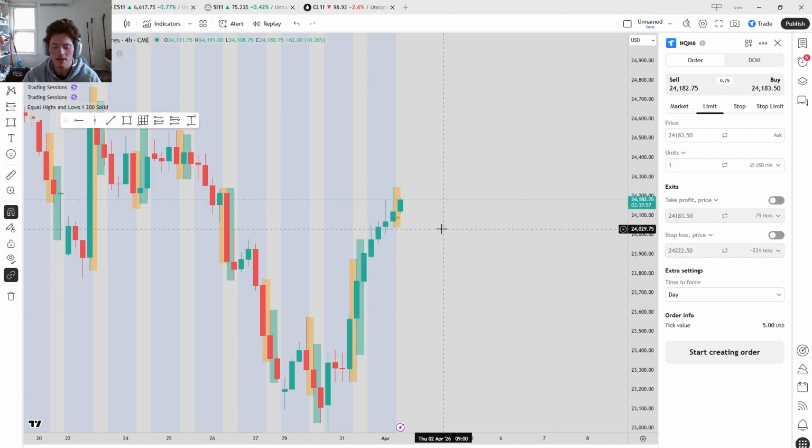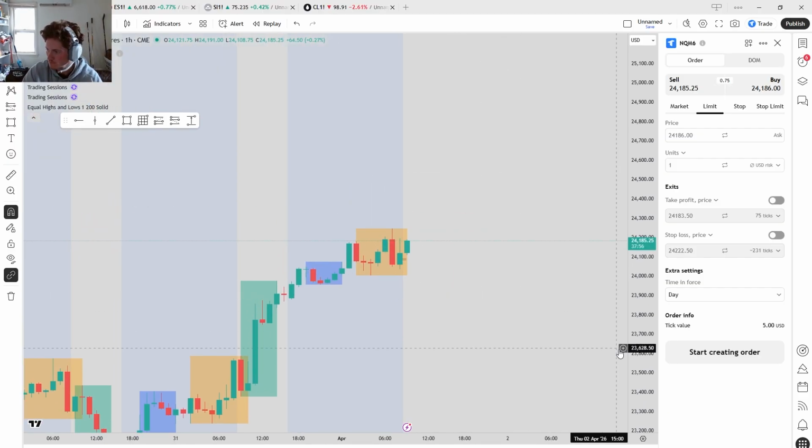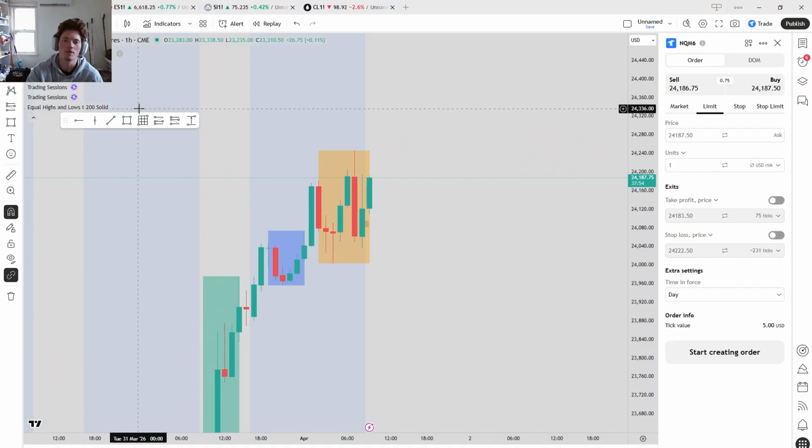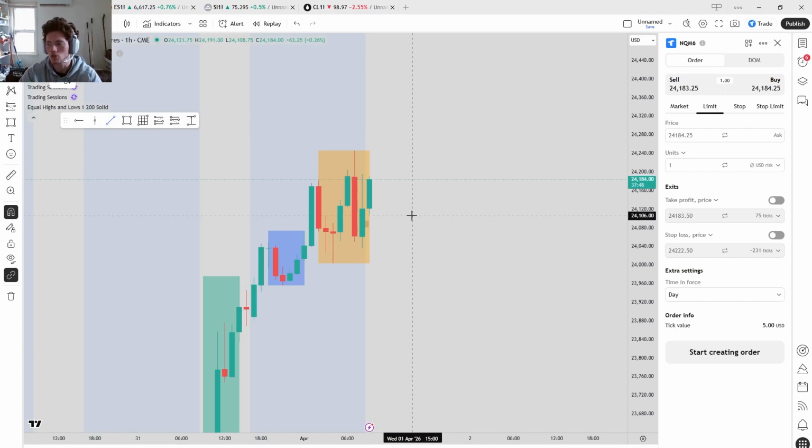I hop on the 4-hour, I get an idea, then I hop down to the 1-hour. The 1-hour is where I start to get my daily draws from, really just the ones that stand out the most. This one would stand out if we didn't print this by the time we were on this candle. So this one for sure, and definitely that one too, because we're bullish.